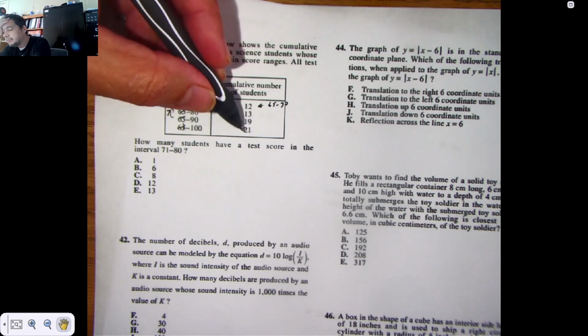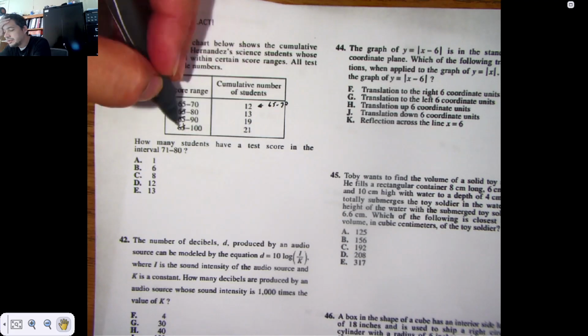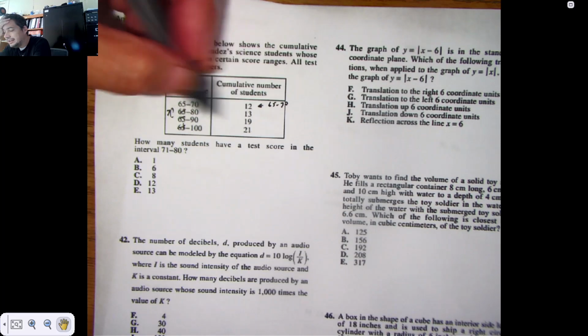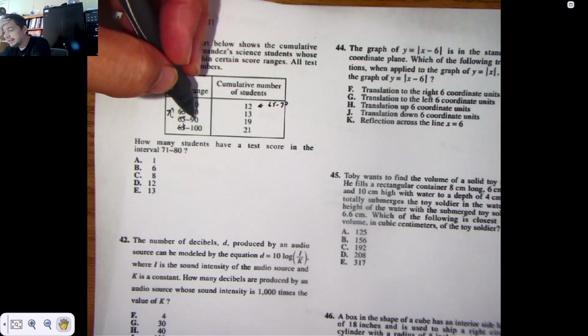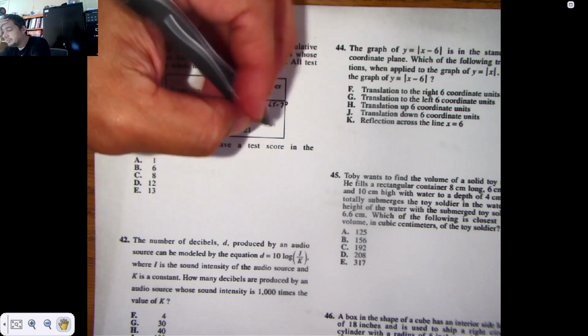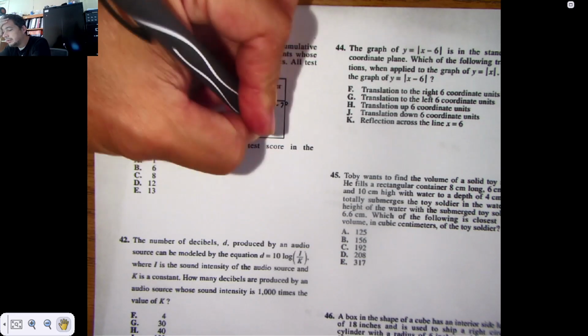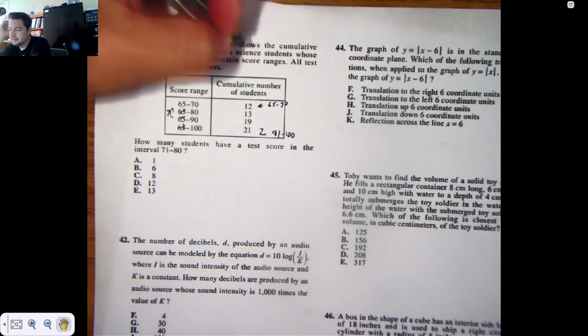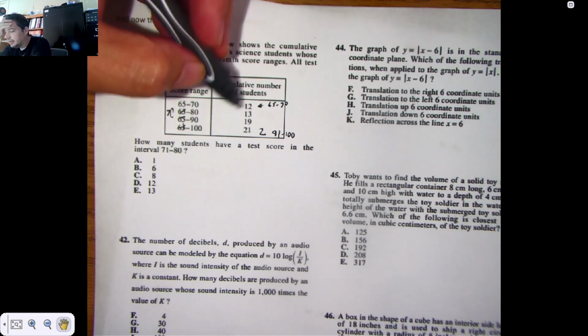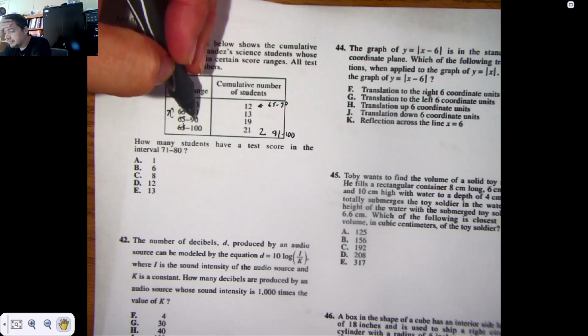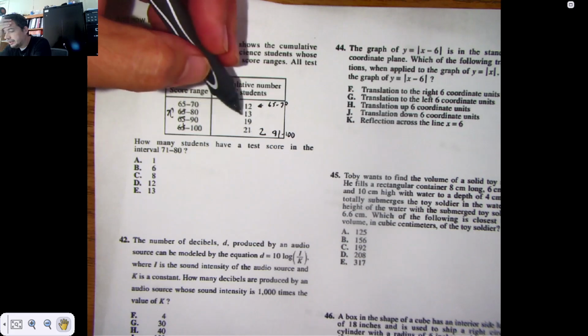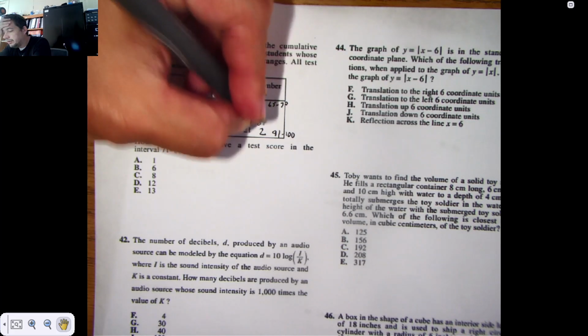65 to 100 made, 21 of her kids made between 65 and 100. 19 of her kids made between 65 and 90. What this means is that 2 made between 91 and 100. I hope you can see that. And if 19 made between 65 and 90, and 13 made between 65 and 80, then 81 through 90 is going to be 6 kids, the difference.